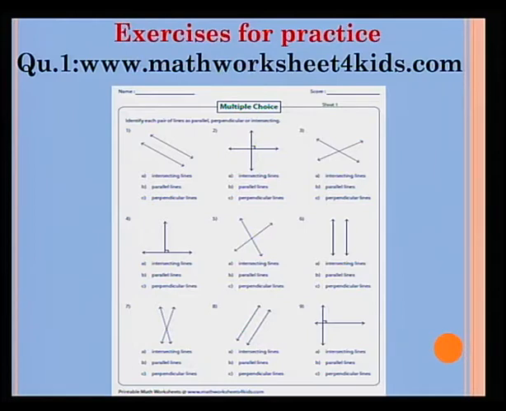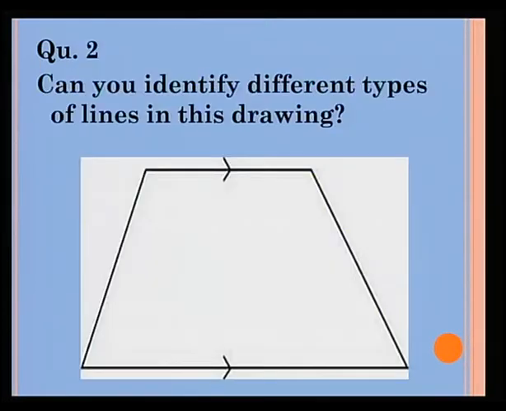The following worksheet is some exercises for you to practice. You need to identify each pair of lines as parallel, perpendicular, or intersecting. You can also download the worksheet from the link appearing on your screen. Question 2. Can you identify different types of lines in this drawing?